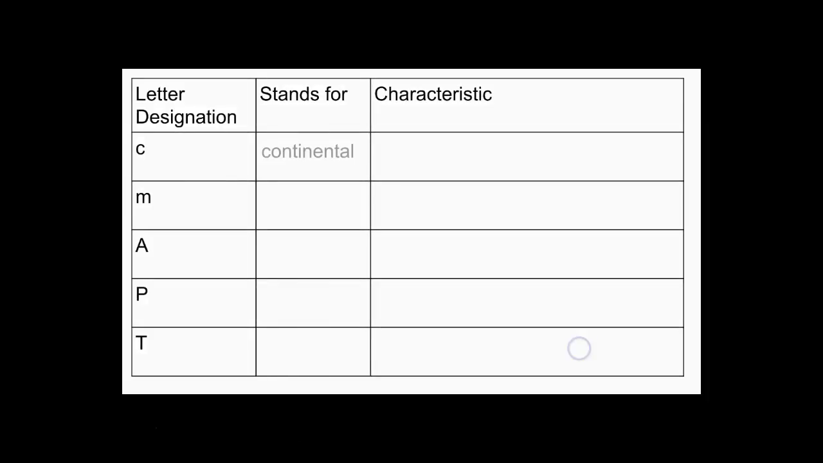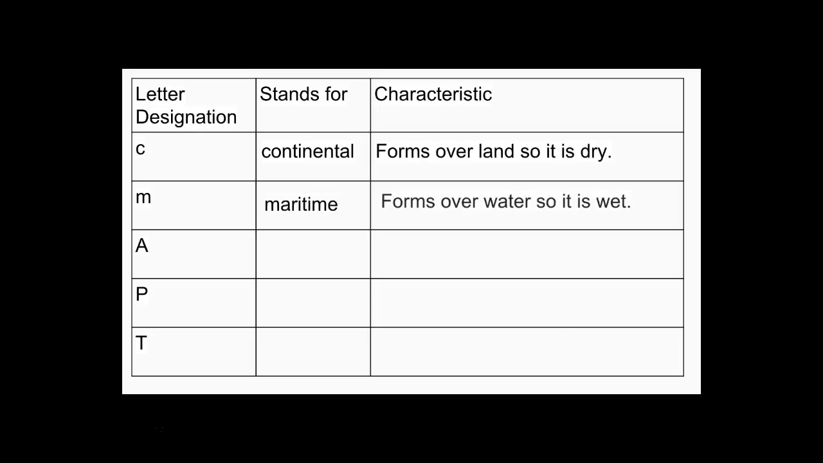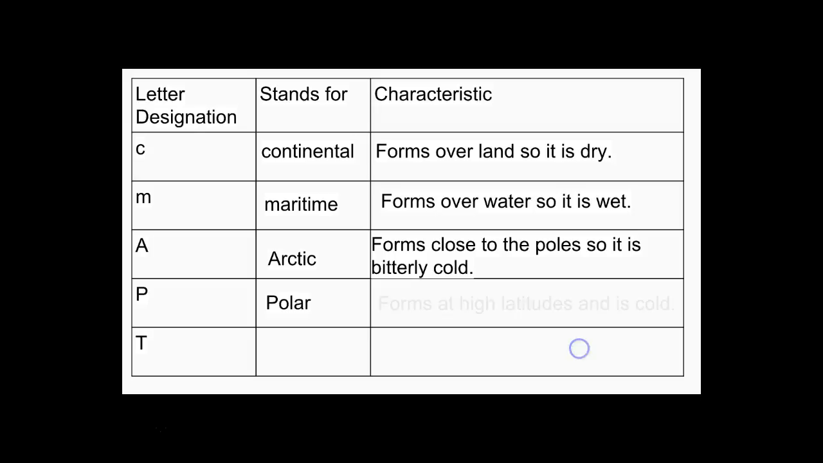So, c stands for continental. An air mass that forms over a continental area, land, would be dry. Maritime is air that forms over water, so it's wet. Arctic, the characteristic of an Arctic air mass would be that it forms close to the poles, so it's bitterly cold. Polar forms at high latitudes and is cold.